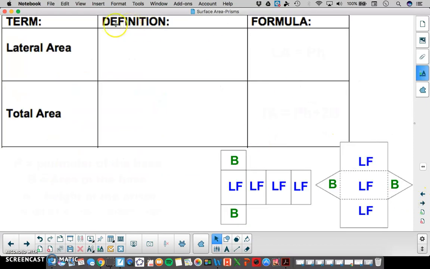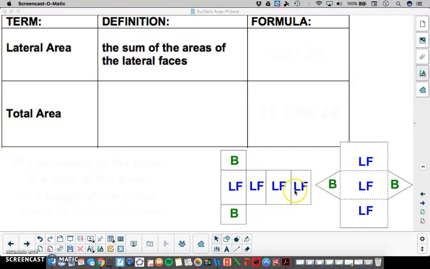Now let's talk about what lateral area and total surface area are. When we say lateral area and total area, we're talking about the area of the surfaces of those three-dimensional figures. The lateral area is the sum of the areas of the lateral faces. So notice in each one of these little diagrams down here, I have the lateral faces and the bases labeled. To find the lateral area of this rectangular prism, we would be finding the area of this big rectangle that consists of those 4 lateral faces.